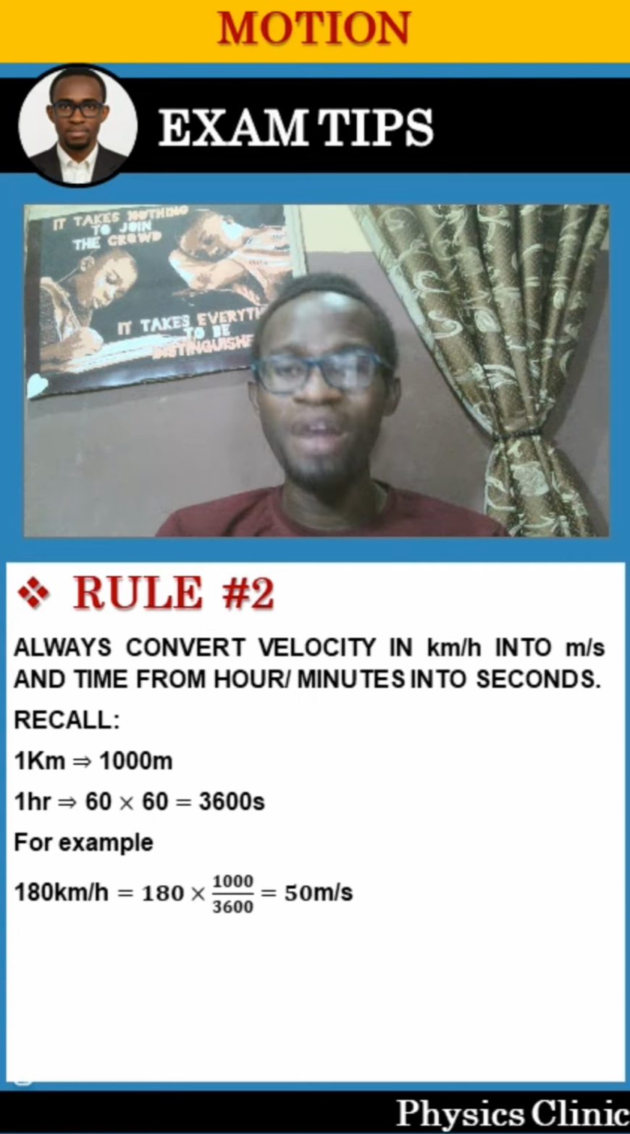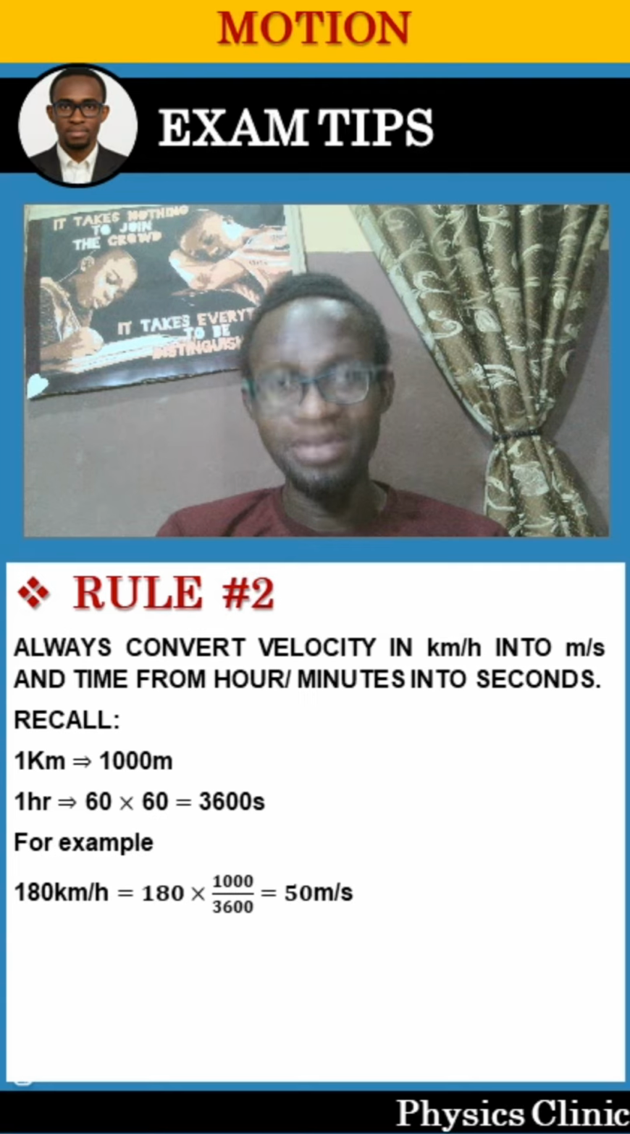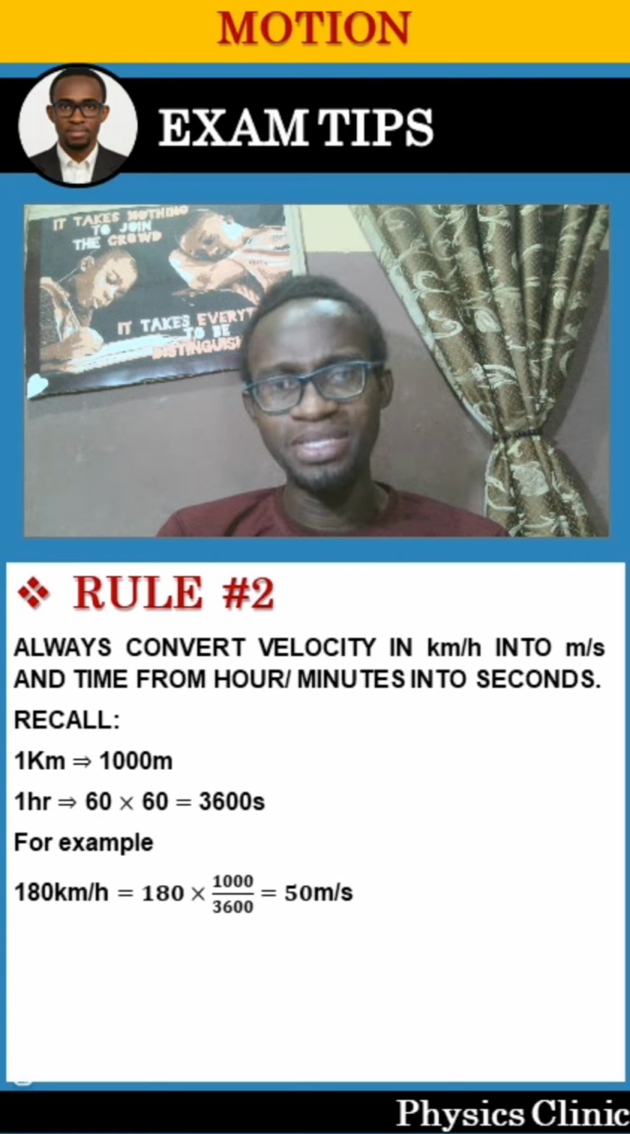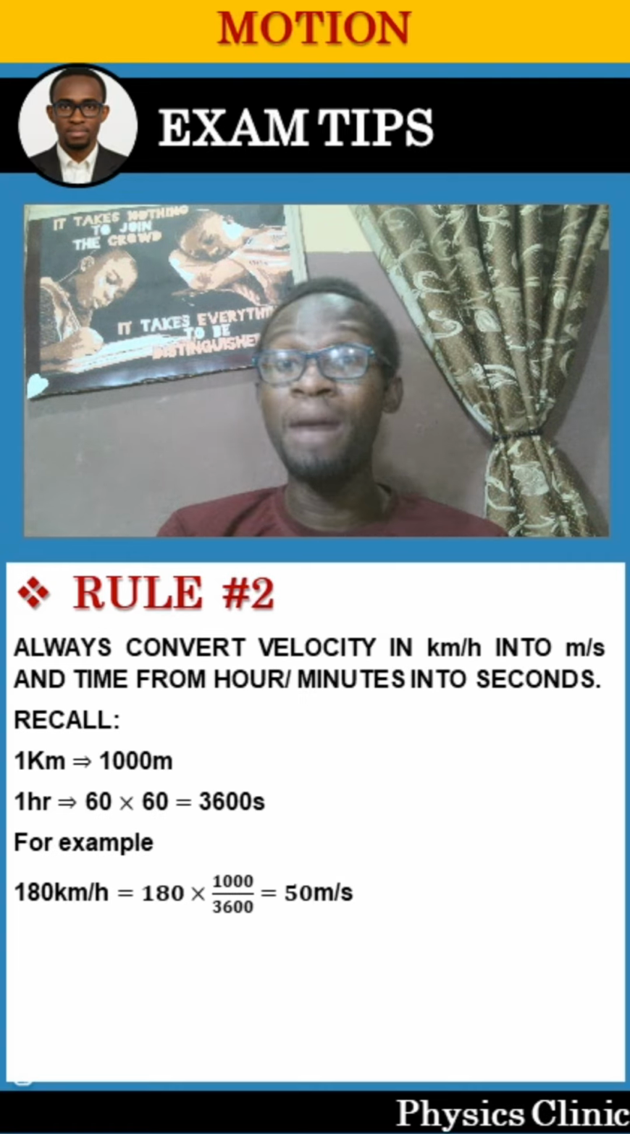So anytime we are converting kilometer per hour into meter per second, all we need to do is multiply that value by 1000 over 3600, or better still, multiply that value by 10 over 36, or better still, divide that value by 3.6. So if we say 180 divided by 3.6, it will give us 50 meter per second. So 180 kilometer per hour is the same thing as 50 meter per second.